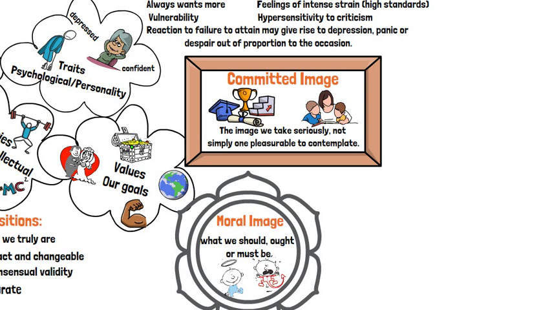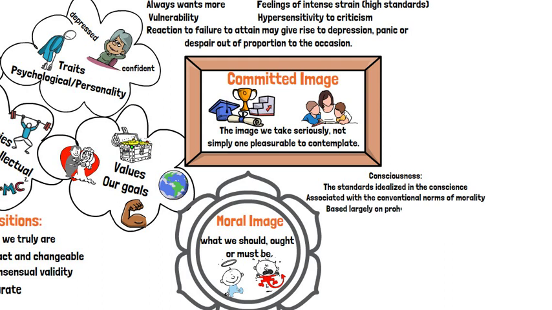Rosenberg identified three aspects of the moral image. The first is conscience, and this is associated with the conventional norms of morality. I should love my neighbor. I should not lie. I should not kill.